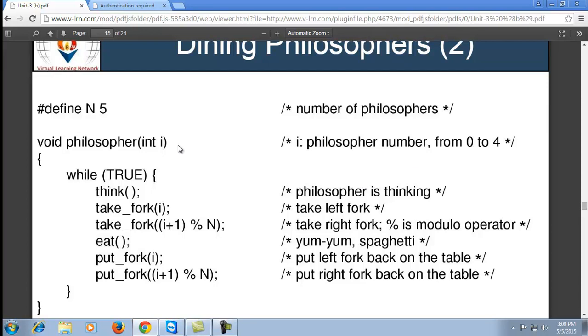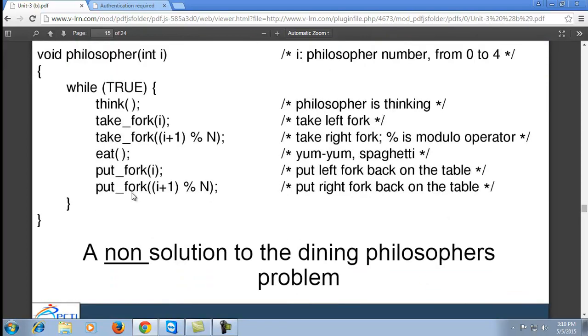The number of philosophers is 5, and philosopher numbers 0 to 4 are initialized. Now the thinking function is called, and fork i accesses the forks, and only 2 persons are allowed to access the forks. They are allowed to eat, and then after releasing, they put the right fork back on the table and the left fork back on the table. This sequence is followed. This is a known solution to the dining philosopher problem.